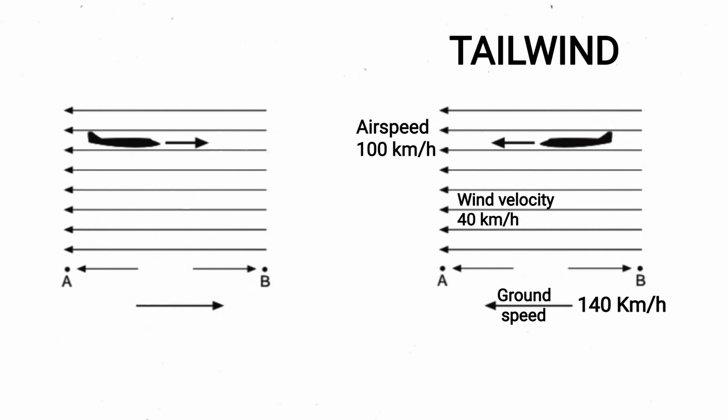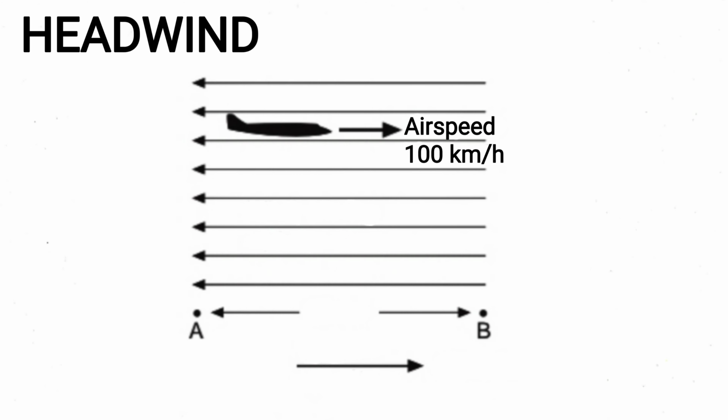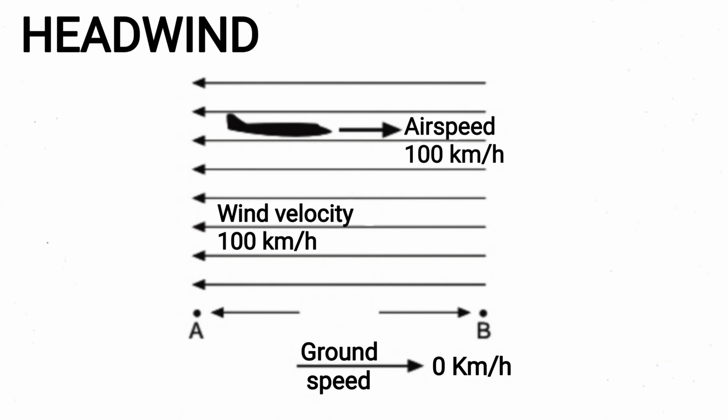Now what does this have to do with the aircraft hovering in mid-air? Let's only focus on the headwind condition now. This is the case of a hovering aircraft I'm going to explain. Suppose the speed at which the aircraft is traveling is 100 km per hour and the wind velocity hitting it is also 100 km per hour. Since it is a headwind, we need to subtract it. That is 100 minus 100 gives you 0. This is the ground speed, that is 0 km per hour.